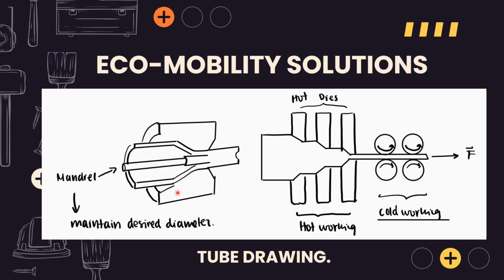It's important to include a mandrel which will determine the desired diameter for our part. This is crucial, as if we do not use the mandrel, there may be some internal defects that affect the microstructure and so the properties of our tube.